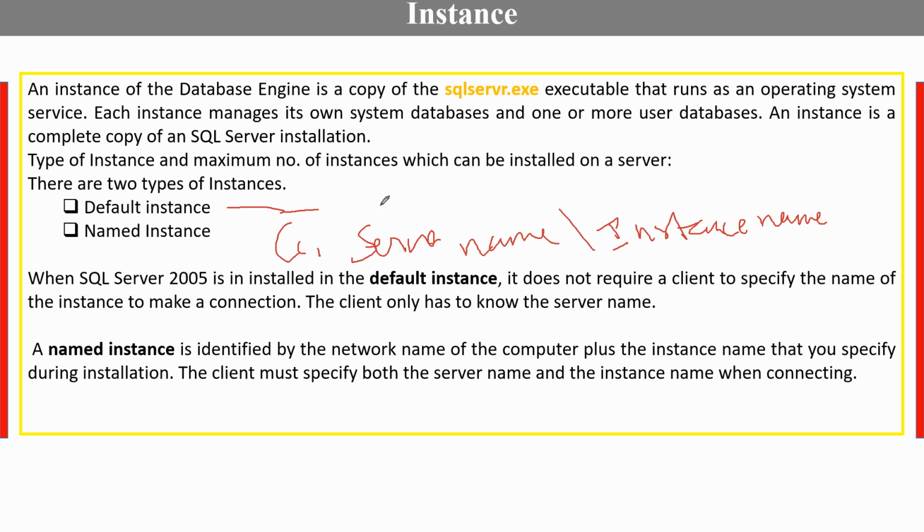So when you go for default, it is only the server name. Please try to remember: a default instance is nothing but a server name, and a named instance is nothing but server name slash instance name. You can create a maximum of 49 named instances. But in the real world you will see a max of 2, 3, 4. Beyond that, the performance will lag like anything. In the real world, you may see only 3 or 4 instances on a few servers.